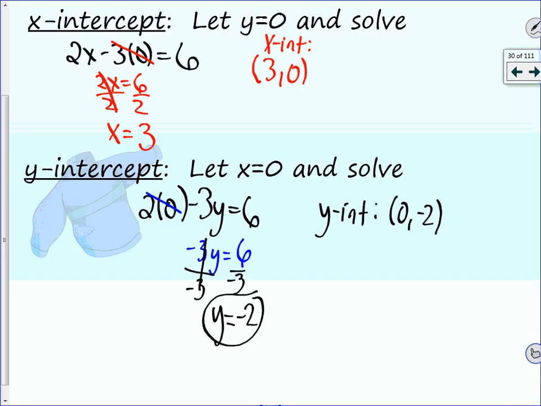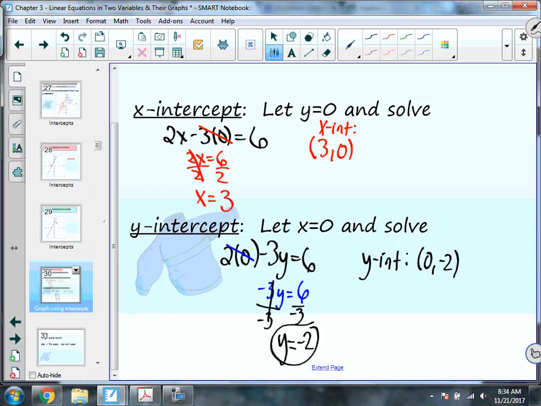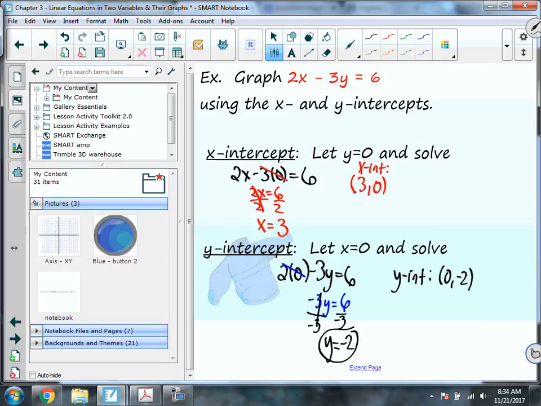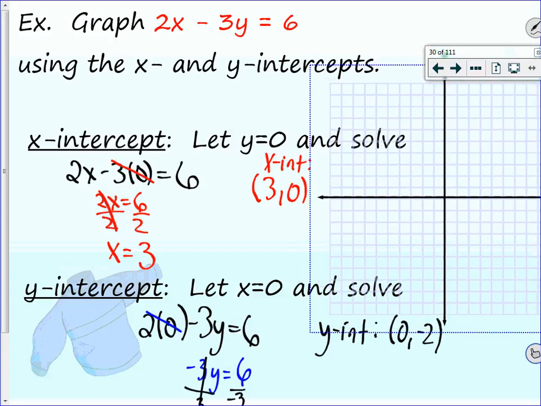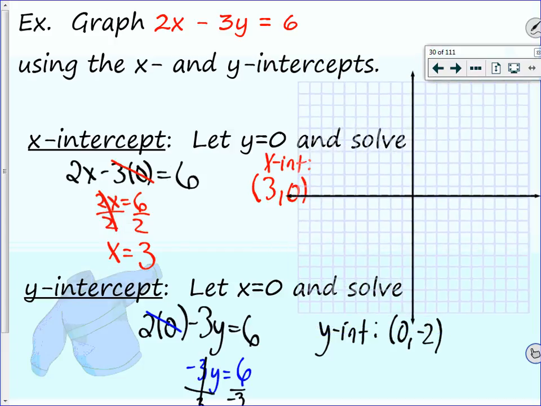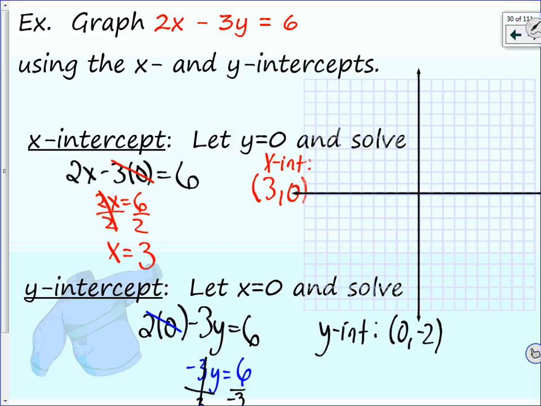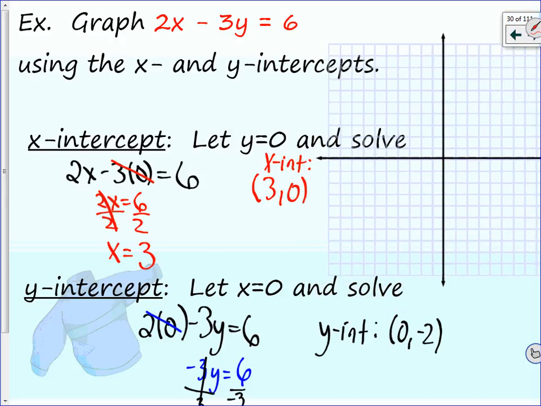How many points determine a line? 2. Yeah, 3 is good for checking, but really you only need 2 to do it. So let's grab a graph. Here's my graph. So I'm going to graph 3, 0. 3, 0 is my x-intercept. So here's 3, 0. Then I'm going to graph my y-intercept. My y-intercept is 0, negative 2. Right there.